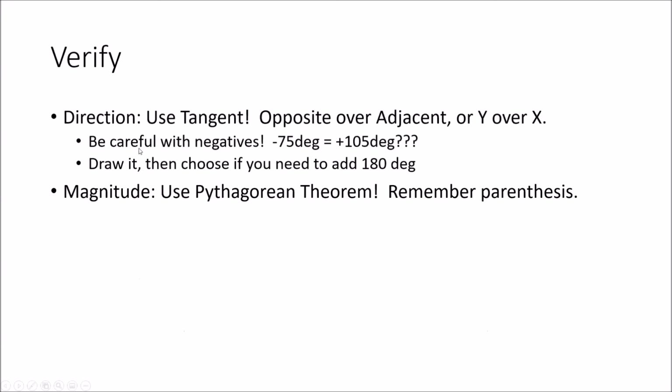That's what I say here, be careful with these negatives. If you actually plug this into your calculator, you'd get negative 75 degrees, which is definitely not positive 105 degrees. So draw what you're doing and then check to see if you need to add 180 degrees or not. If you're in quadrants 2 or 3, you're going to have to add the 180 degrees.